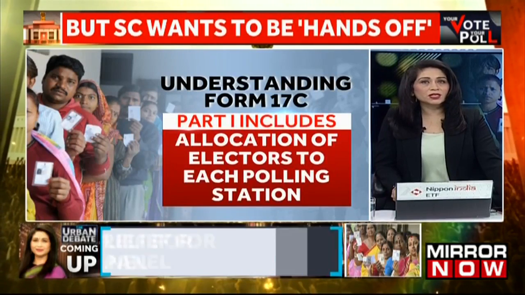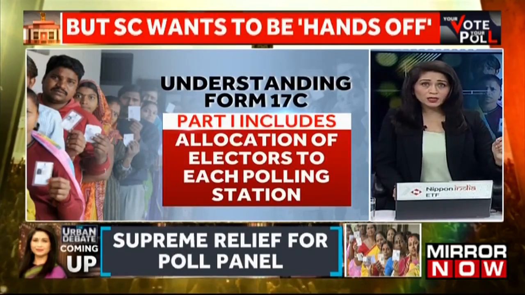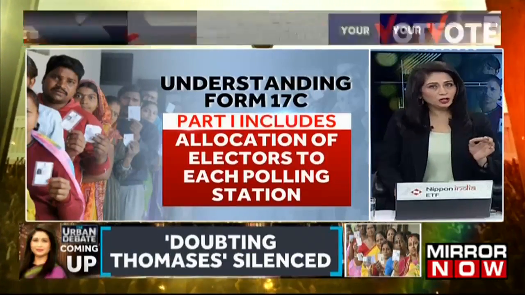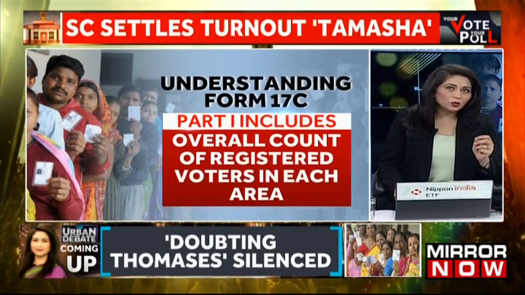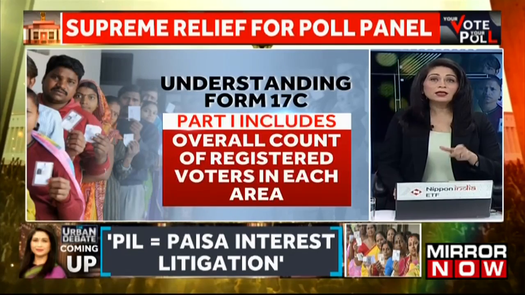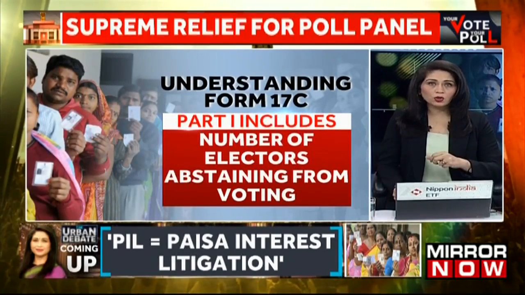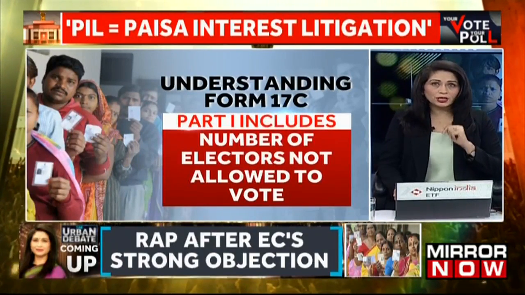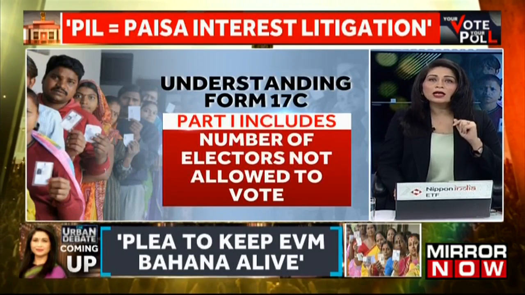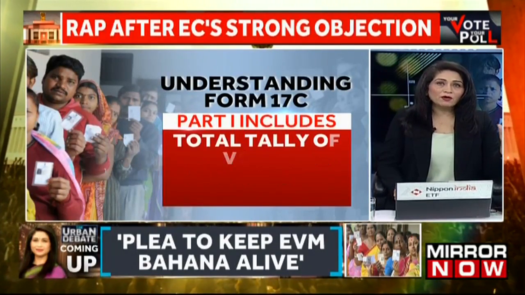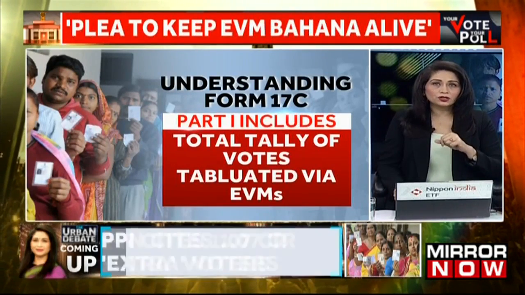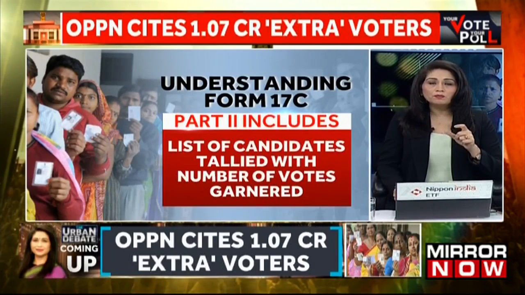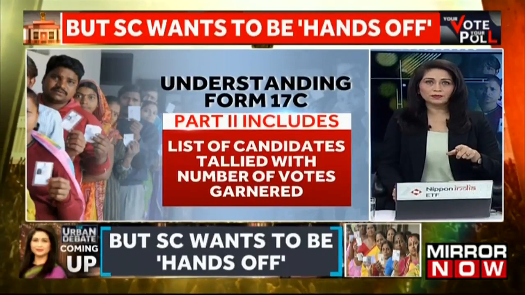It's crucial to understand what Form 17C is. It's a document that encompasses a plethora of data, including the allocation of electors to each polling station, the overall count of registered voters within a specific area, the number of electors abstaining from voting, those denied voting rights, and the total tally of votes tabulated. Crucially, Part 2 of the form is critical on counting day, as it delineates the names of candidates along with the total votes garnered by each. Additionally, it furnishes insights into whether the votes recorded at a given booth tally with the overall votes polled.